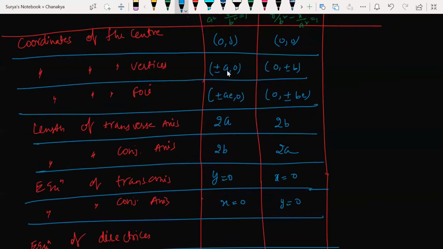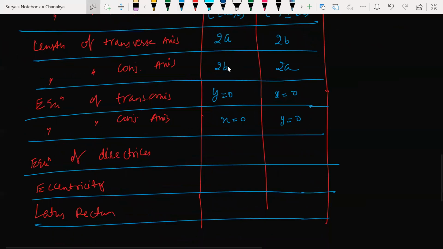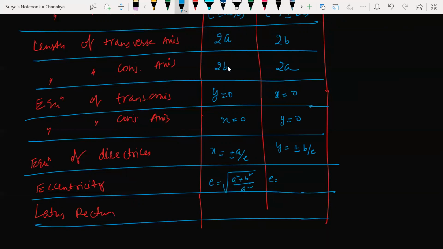Look how simple it is. Next, equation of directrices. X is equal to plus or minus a by e. Here y is equal to plus or minus b by e. Now eccentricity is what here? Guys, eccentricity alone will be changing here. Please don't write it as in the ellipse table. Everything is same except eccentricity. Length of latus rectum is same, 2b square by a, 2a square by b.